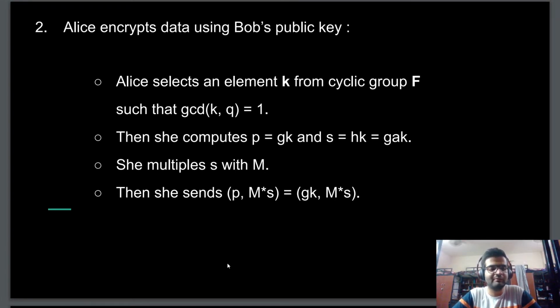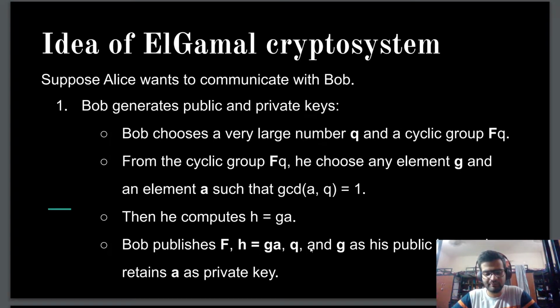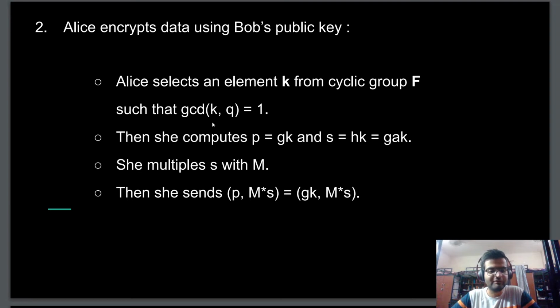Now let's jump into the second scenario. Alice wants to send a message to Bob, and she will encrypt that data using Bob's public key. Alice selects an element k from the cyclic group F such that gcd(k, q) is 1. Again, the greatest common divisor for k, which was selected from the cyclic group F, and q, where q is from Bob's public elements. So now we have got our element k. After this, she will compute p equals g^k and s equals h^k, which is also equal to g^(ak).